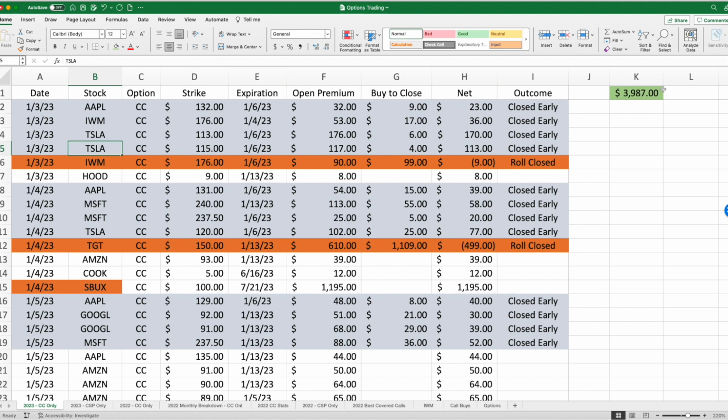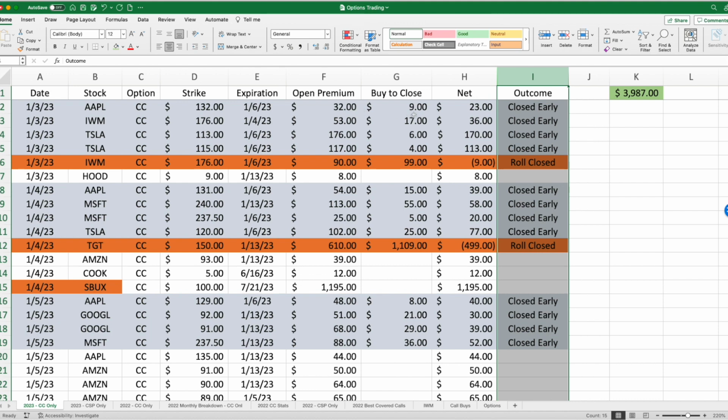So what I'm going to do to keep it really simple is, for these weekly updates, I'm only going to focus on the contracts that are closed. Meaning, if you take a look at the very first entry, I wrote a covered call for Apple and I received an opening premium of $32, but I was able to buy to close that position early.